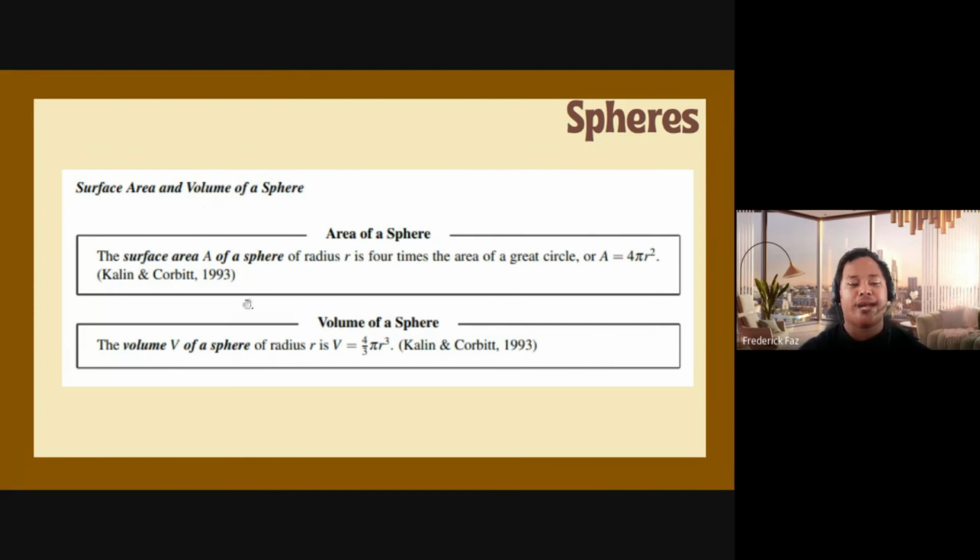For the formulas of the surface area of the sphere, we have 4 times the area of the great circle, or 4 pi r squared. And the volume is equal to 4 over 3 pi r cubed.